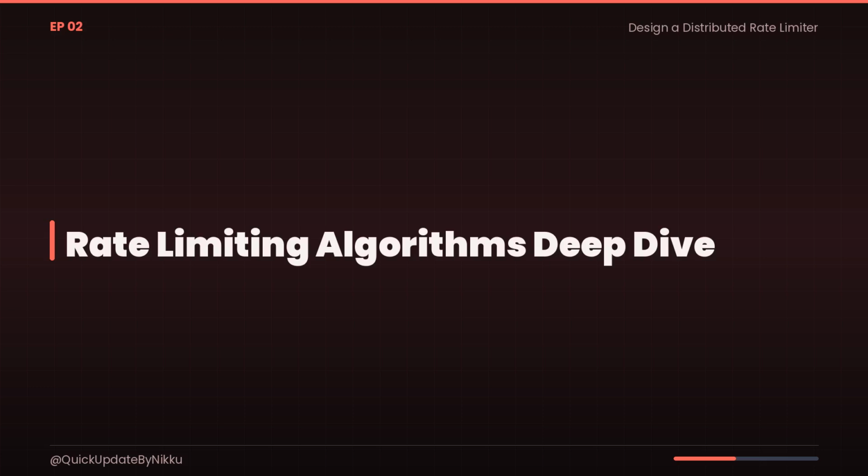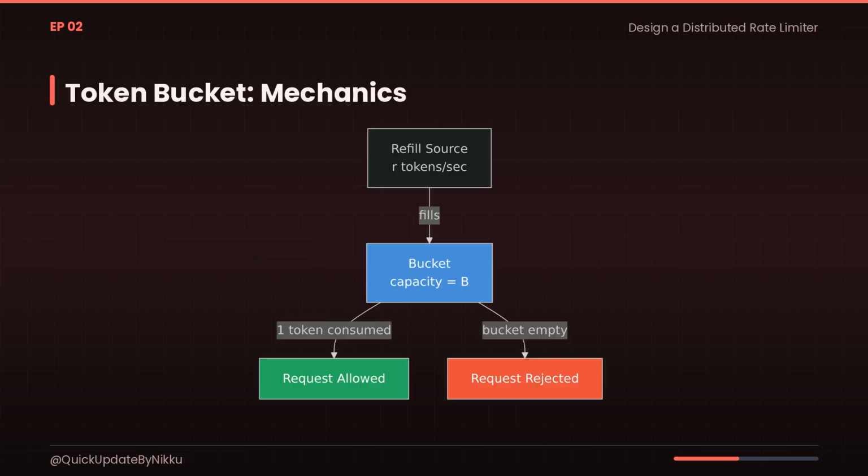A bucket has a fixed capacity B, tokens drip in at a constant refill rate R tokens per second. Every accepted request consumes 1 token. When the bucket is empty, the request is rejected. The formal invariant is tokens at time t equals the minimum of capacity and tokens at the previous checkpoint plus r multiplied by elapsed time. You cap at capacity because you cannot store more tokens than the bucket holds.